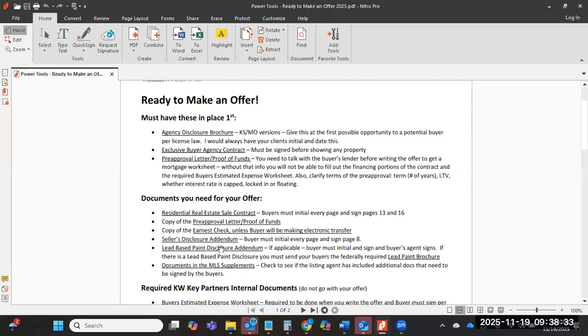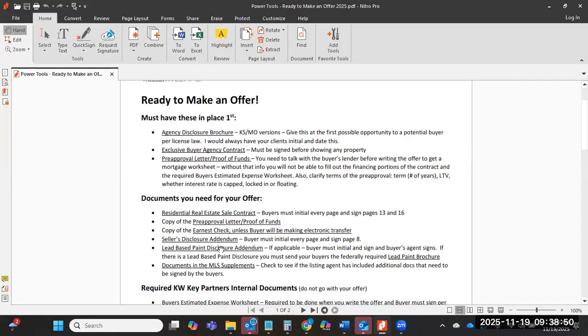So whichever way you're doing it, the electronic version or the handwritten version, you need the contract in front of you. A copy of the pre-approval letter or proof of funds, because that's going to be sent along with your offer. It doesn't become part of our contract, but it does get sent along with your offer. A copy of the earnest money.